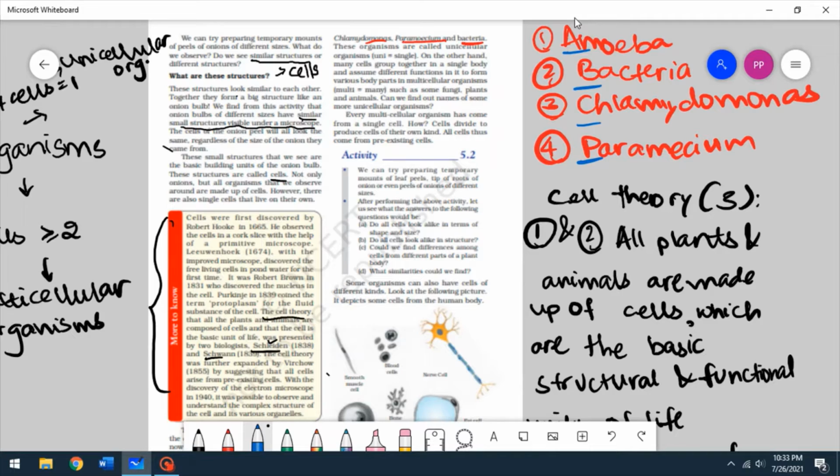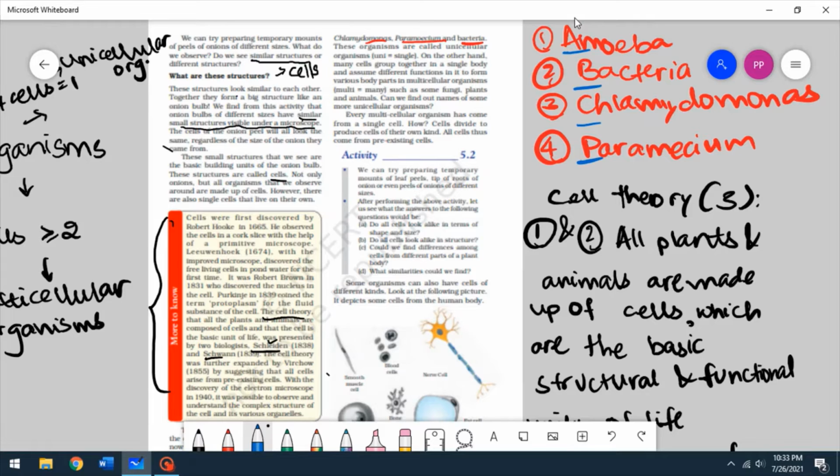But just make sure that you remember the 4 of these, because there's a chance for messing up in giving names of multicellular organisms. That's a very sad way of losing points, in my opinion. So make sure you remember this ABCP, and I hope it helps you.